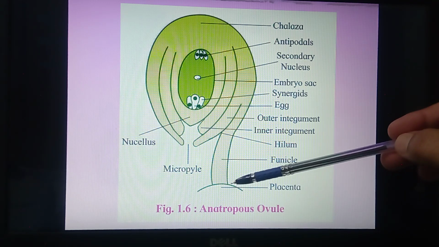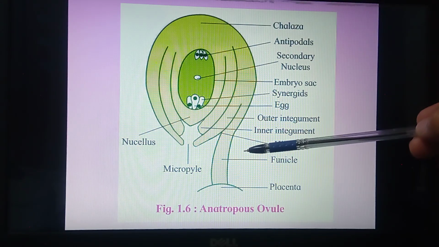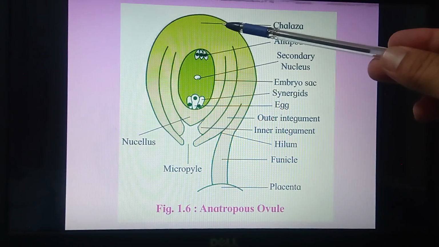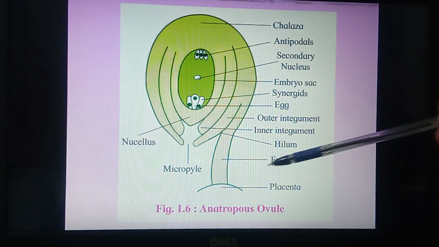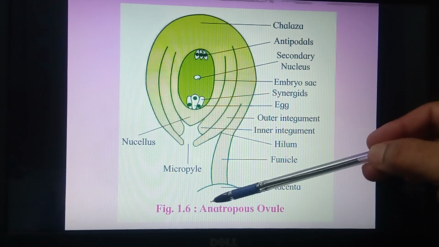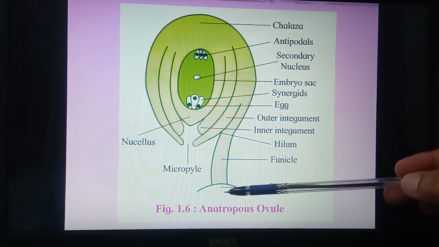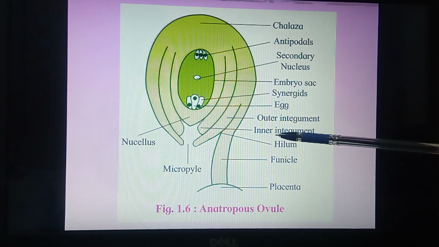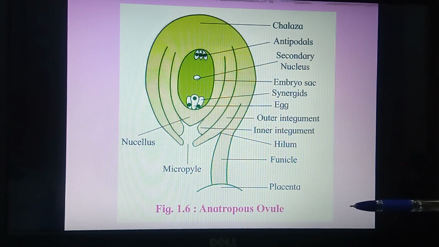In an orthotropous ovule, the micropyle, chalaza and funicle are in one line. In an anatropous ovule, the micropyle and chalaza are in one line, but the micropyle is turned downward, towards the funicle. So it is called an anatropous ovule. So the anatropous ovule is a peculiarity of angiosperms. With the help of this diagram, we can take a detailed account of the anatropous ovule.